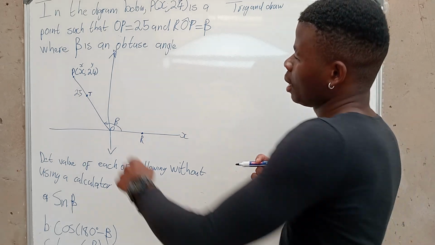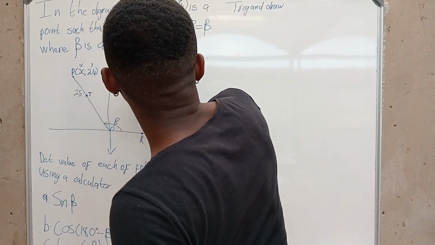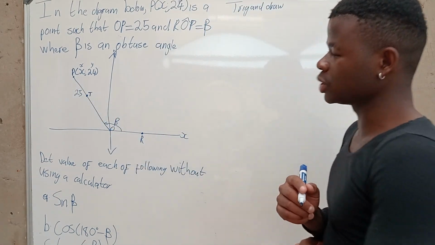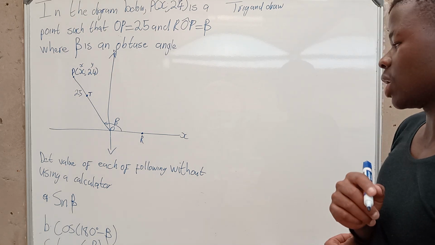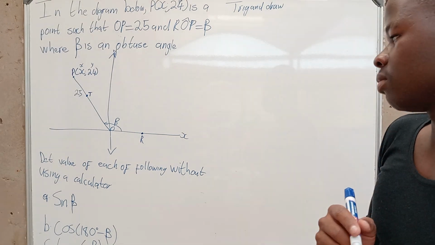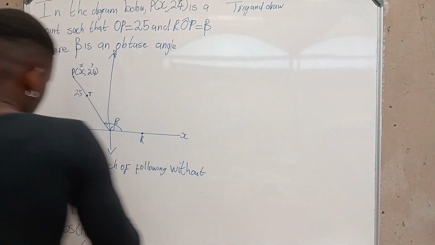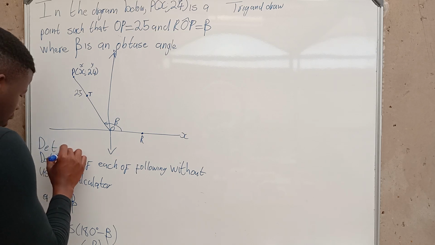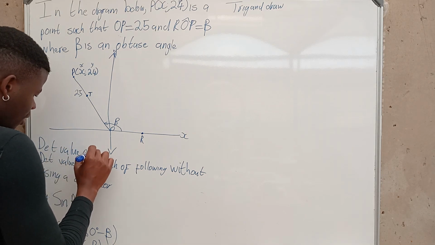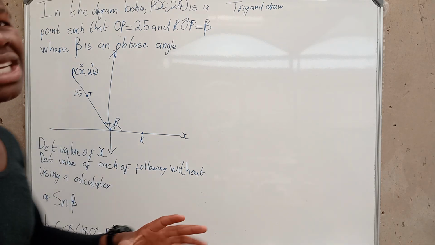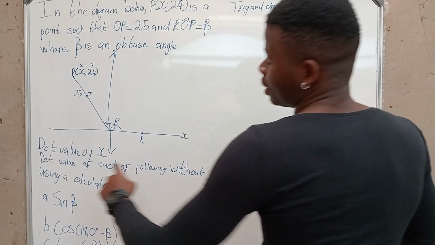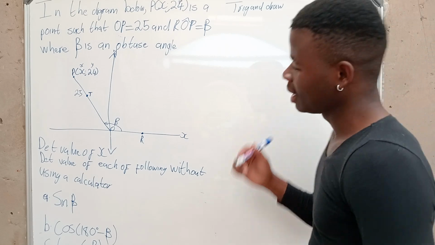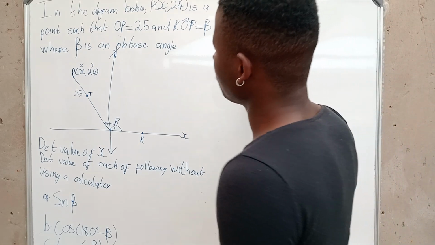And R O P, where beta is an obtuse angle. Then the first question says: determine the value of x. Guys, a question is not a pure math question if they don't want to find your x. Not talking about that x, Mara. Let's continue.